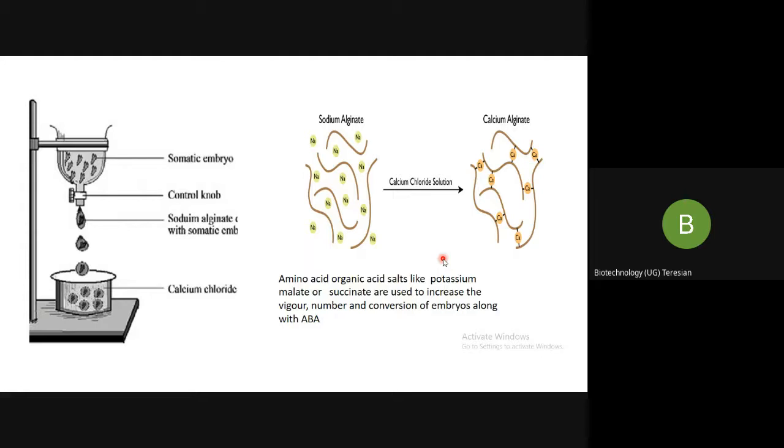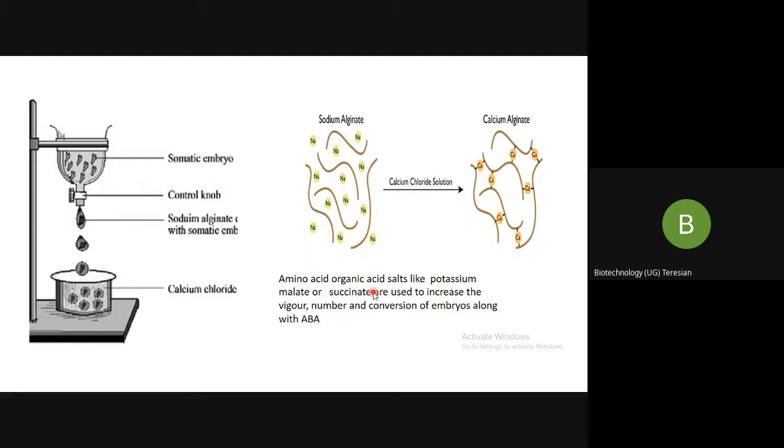When you compare desiccated embryos and hydrated embryos, which is better? We told that it is the hydrated encapsules because they have a higher conversion frequency. And we also told that even ABA, abscisic acid, can be added, amino acids can be added, malic acid can be added, aspartate can be added, salts like potassium malate and potassium aspartate can all be used.